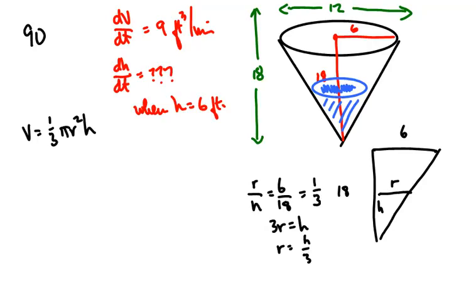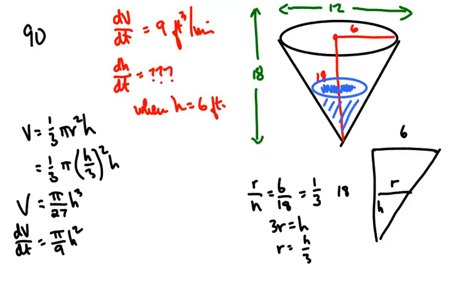So we're going to go back to our original formula, which is V equals 1/3 pi r squared h, and substitute h over 3 for r, not forgetting to square the radius, or h over 3. When we simplify that out, we get V is equal to pi over 27 h cubed. At this time, we're ready to differentiate both sides implicitly with respect to time, since both volume and height are functions of time. And we end up with dV/dt is equal to pi over 9 h squared.